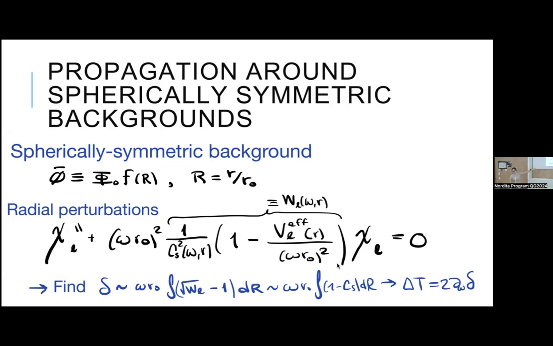Once you have this in the form of a Schrodinger-like equation, you're basically just going to do your standard quantum mechanics, find a phase shift using the WKB approximation. And this is exactly what I was showing you before. It has the scales of the background over the scales of the perturbation, which is this. And at leading order is the difference between the speed of sound. From this, you can just do a derivative over the frequencies and you can get your time delay.